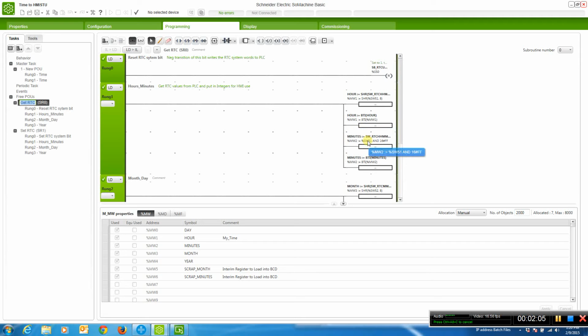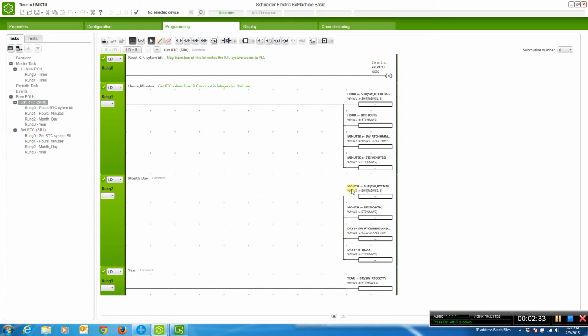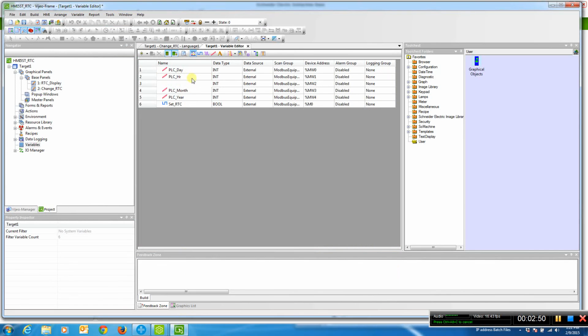Next, the minutes are already in the low byte of system word 51, so we simply AND system word 51 with the low byte being all ones to get rid of the hours, put that in memory word 2, and then do a BCD to integer conversion. Now in memory word 2, you see the minutes. We repeat the process extracting the month and the day into memory word 3 and memory word 0. The year is easy because we simply take system word 53 and convert the BCD to integer into memory word 4. So now the HMI can read that. I simply need to set up integer variables in the HMI that read the appropriate registers, and I'm all set for reading it.